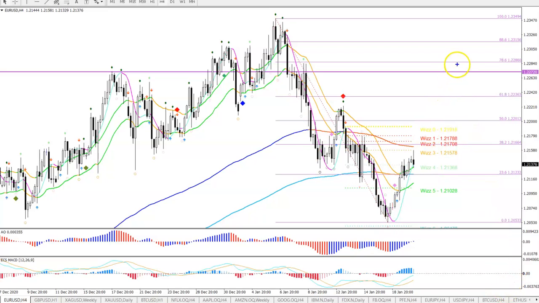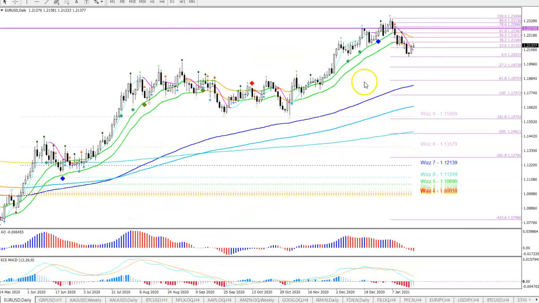Or, of course, there's another alternative if it hits these deep fibs, but shows three waves down. It could be a triangle pattern, A, B, C, D, E, as well. So for the moment, I think those are the most likely scenarios.